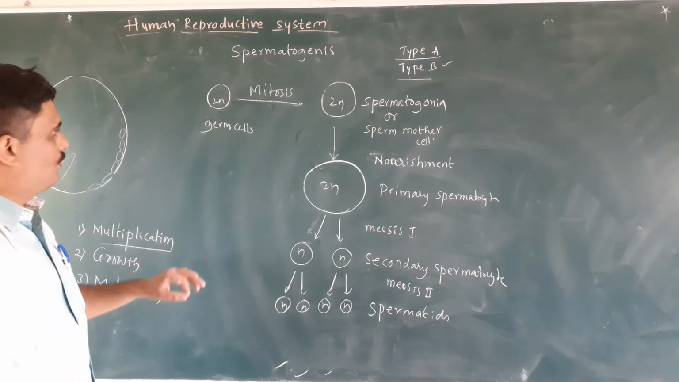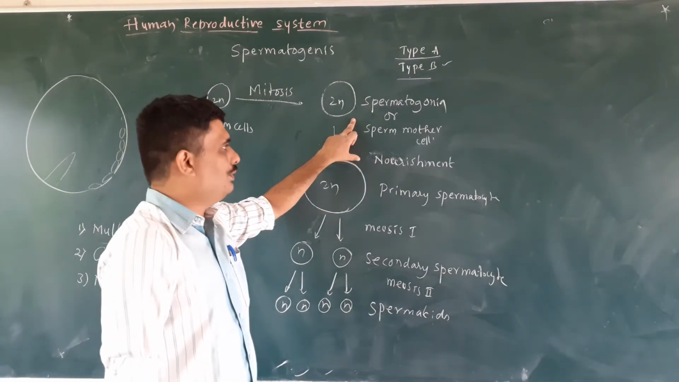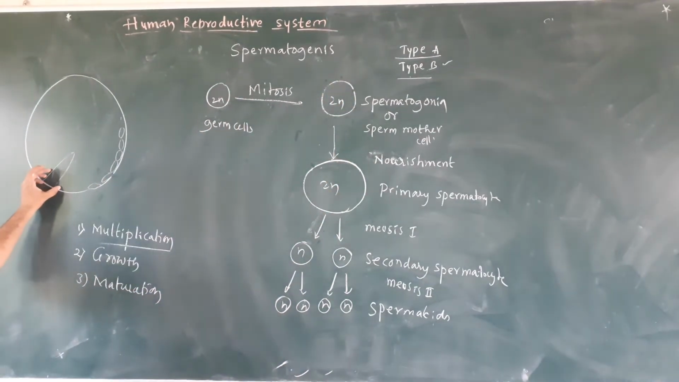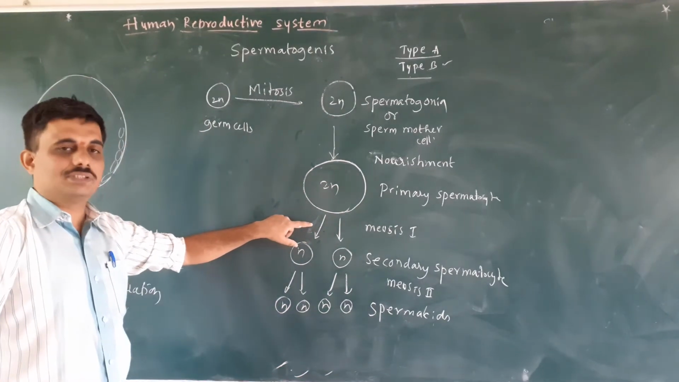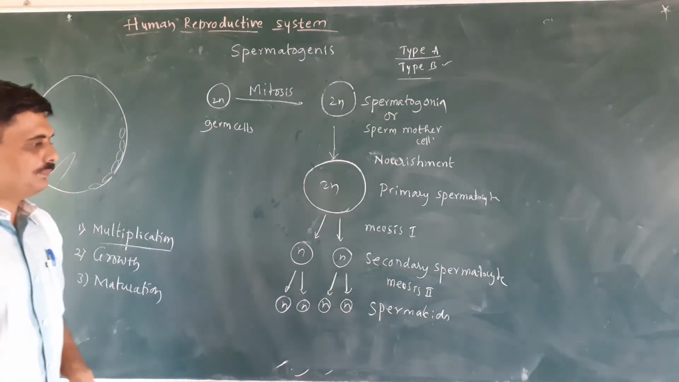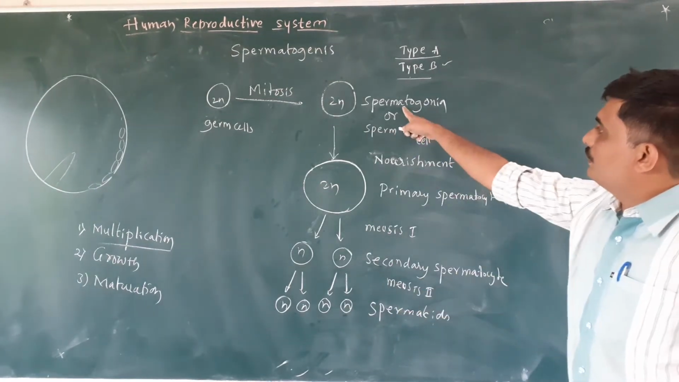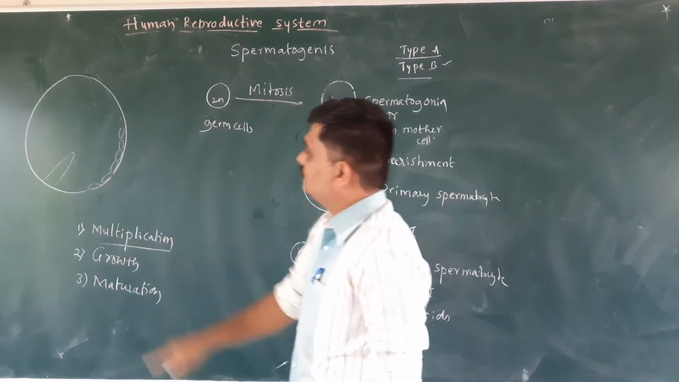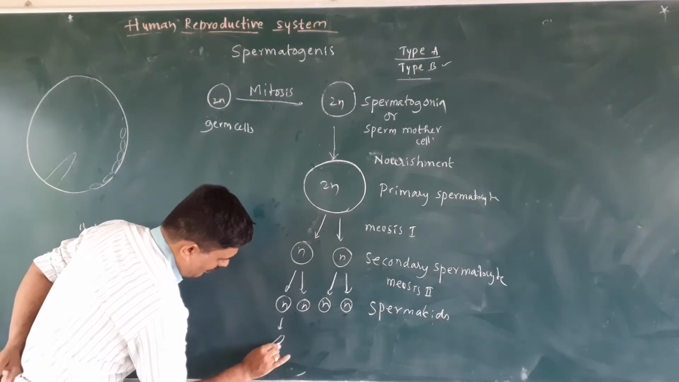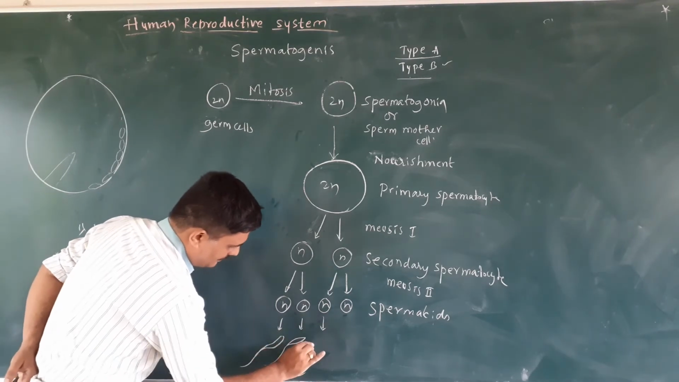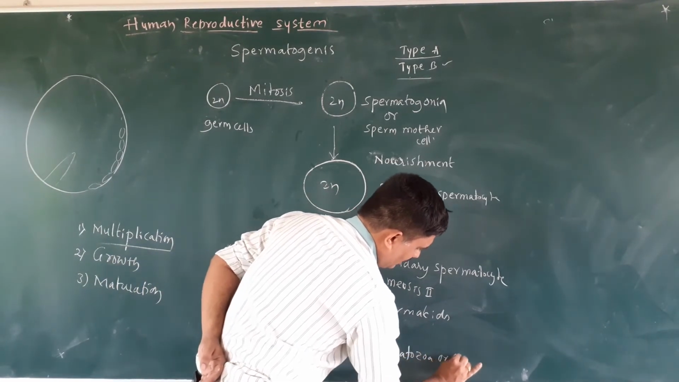So at the onset of puberty, the germ cells present inside the seminiferous tubule undergo repetitive mitosis to produce spermatogonia or sperm mother cells. The spermatogonia take nourishment from the Sertoli cells and develop into enlarged cells called primary spermatocytes. The primary spermatocyte undergoes reduction division. In the first meiotic division, they produce two haploid secondary spermatocytes, and in the second meiotic division, they produce four haploid spermatids. So the formation of haploid spermatids from diploid spermatogonia inside a seminiferous tubule of the testis is called spermatogenesis. These spermatids undergo a maturation, differentiation or transformation step to develop into mature spermatozoa, or sperms.